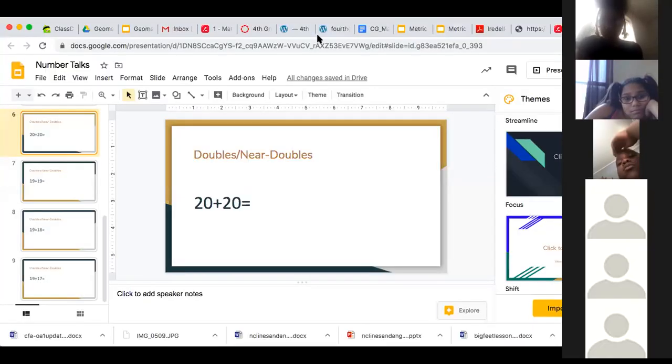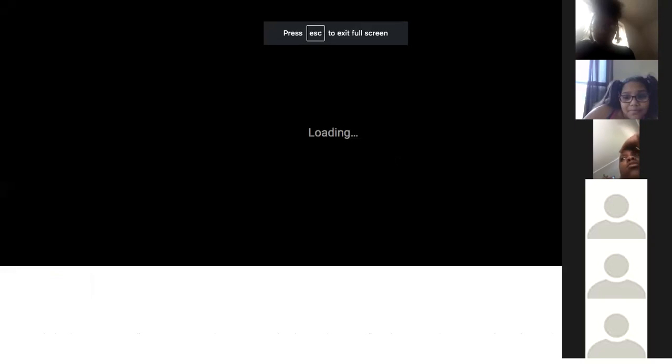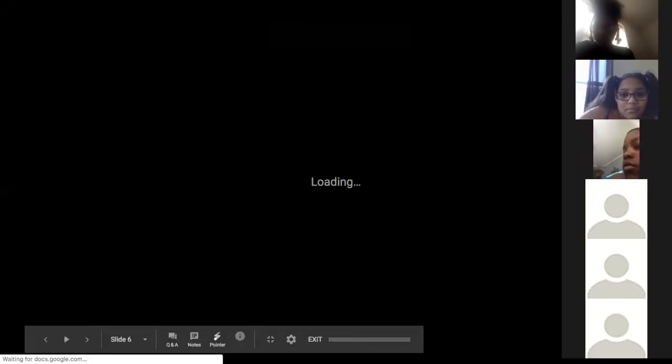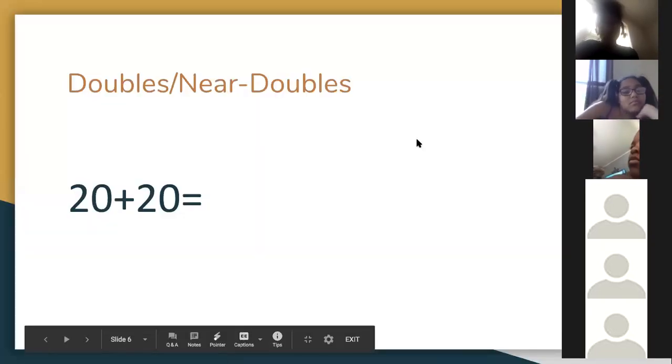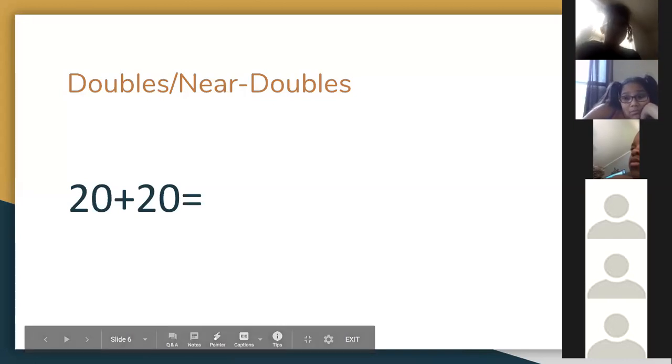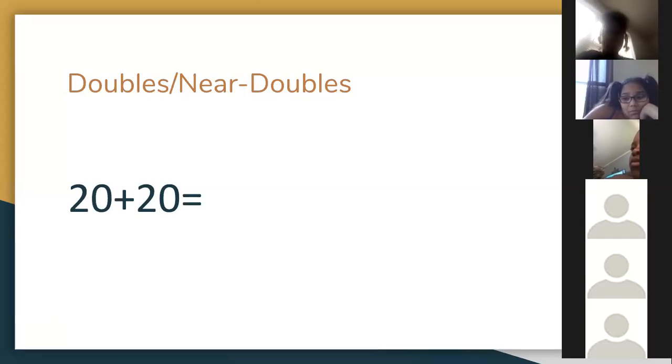Here we go. Okay. That's 40. Right, so we've been talking about friendly numbers when we do number talks, but I want to talk about doubles or near doubles and using what you know about doubling basic numbers to help you when you're talking about larger numbers.